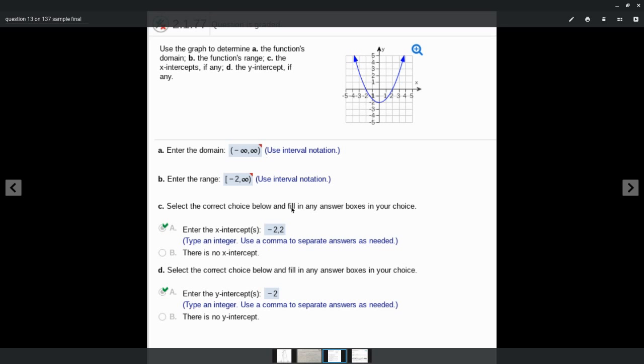Okay, so that's the domain and range. The x-intercepts, of course, are just where the graph crosses the x-axis. So here at negative 2 and positive 2. And the y-intercept is just where it crosses the y-axis, so down here. The vertex and the y-intercept actually happen to be the same for this parabola. That's not necessarily the case always. Okay, so I hope that helps on this question.